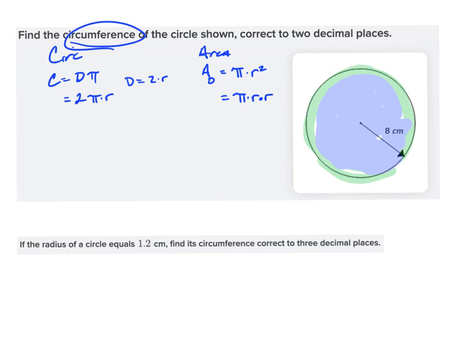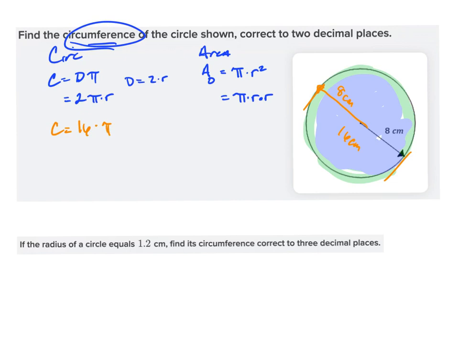Okay, so if we're looking at the word circumference, then we're looking for the measure around. And we need to remember that the diameter of this shape right here, if we went all the way across, that'd be 2 radiuses, which means this would be 8 centimeters. So the whole diameter is 16 centimeters. And so we could say that we're going to have the circumference equals the diameter, which is 16 centimeters, times pi.